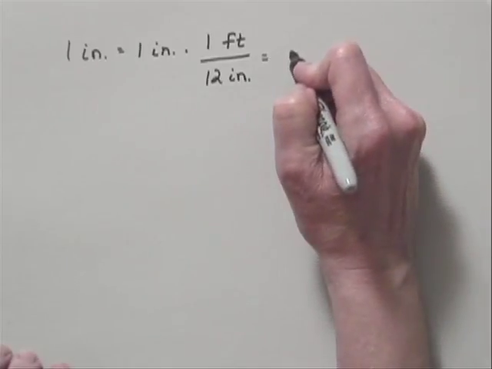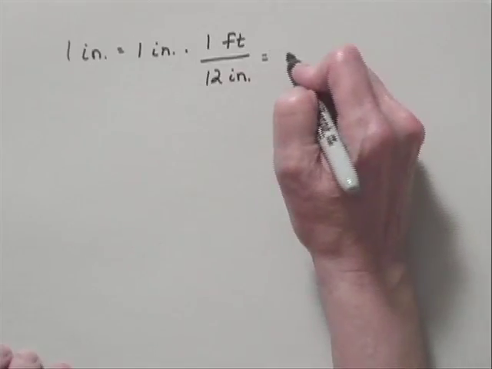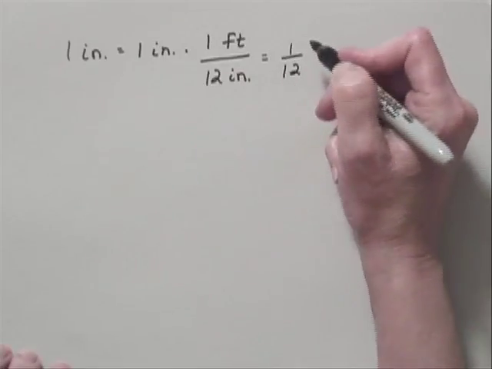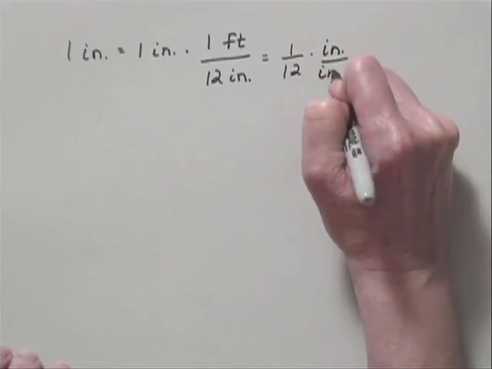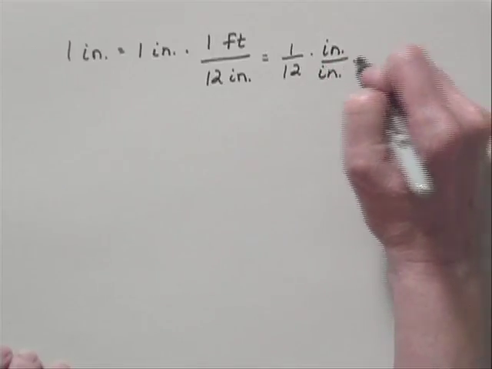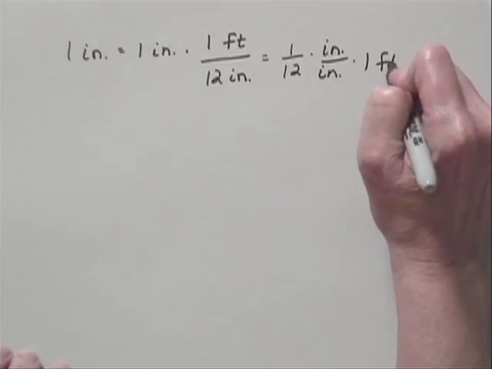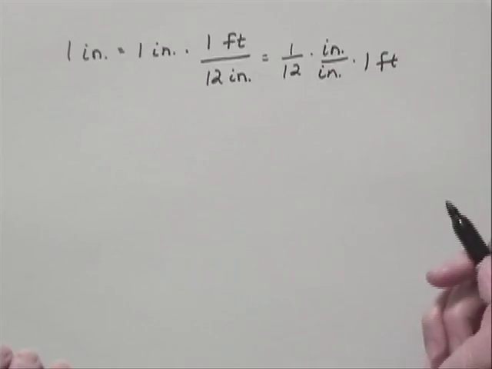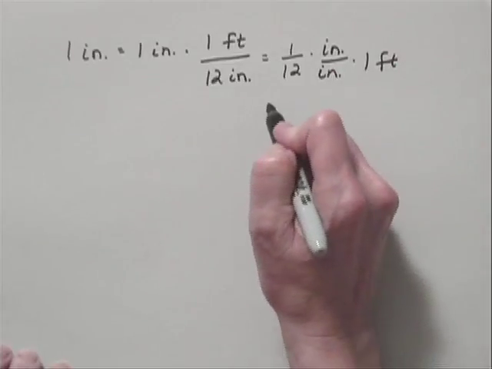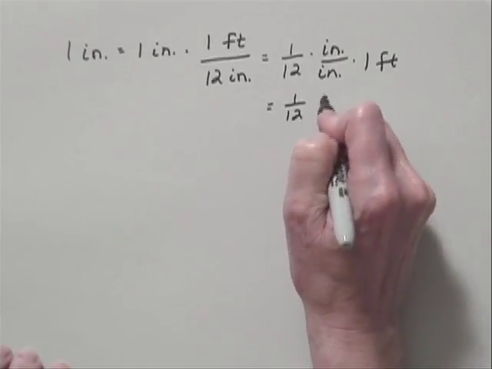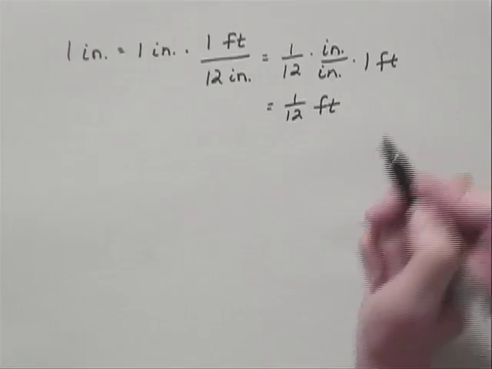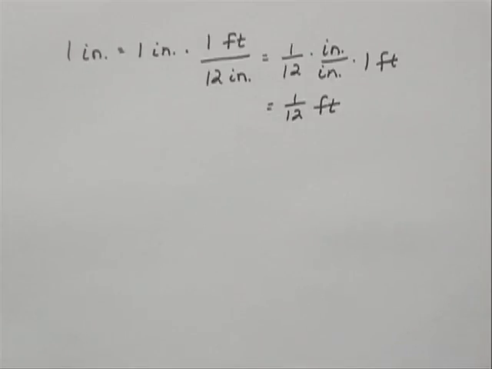And this is then equal to 1 over 12 times inches over inches times 1 foot. Inches over inches is 1, so we have 1/12 times 1 foot, or 1/12 foot, for the representation of 1 inch in terms of feet.